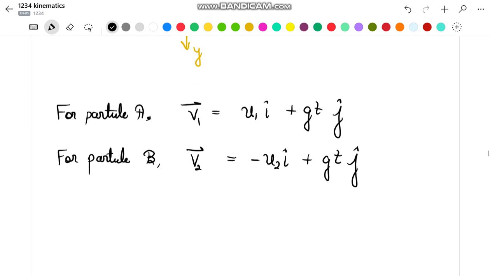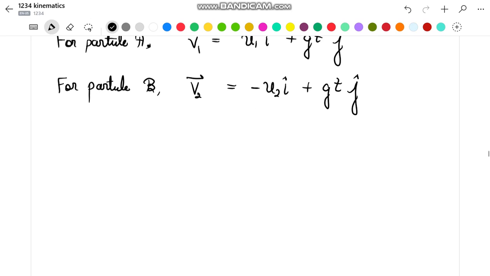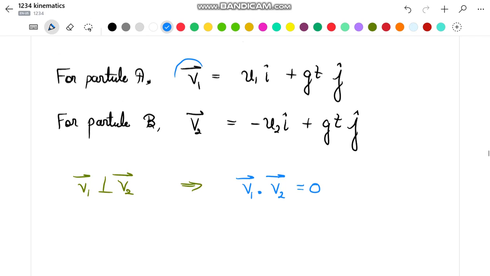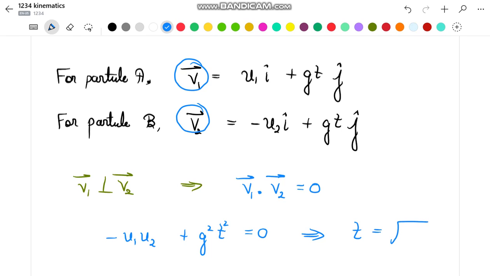Now according to the problem, we have to find the time at which the v1 vector is perpendicular to the v2 vector. If both these velocity vectors are perpendicular, then with the help of vectors we can say that v1 dot v2 should be equal to 0. Taking the dot product of these two vectors, we can write minus u1 u2 plus g squared t squared equal to 0. From here we can find the time to be equal to the root of u1 u2 by g. This is our desired result for this problem. Thank you.